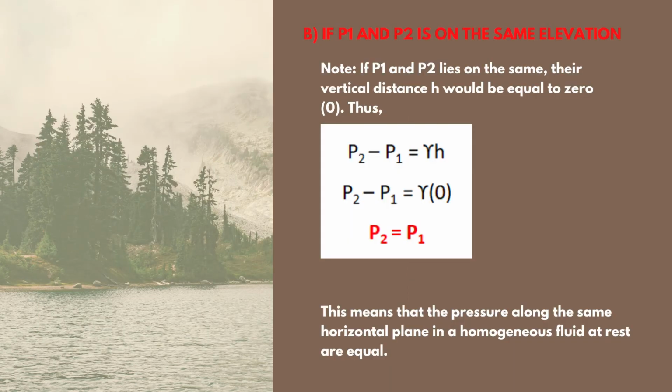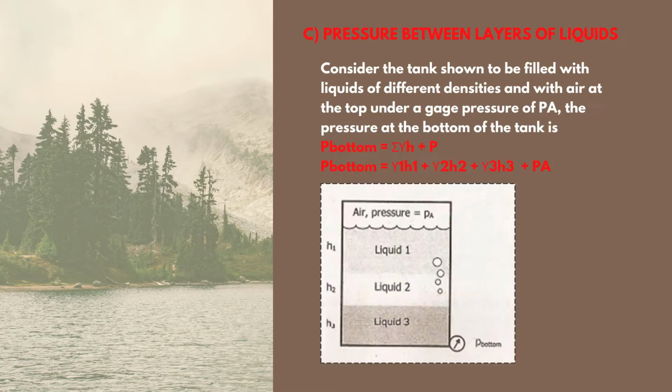Second condition naman, if P1 and P2 are on the same elevation, their vertical distance h would be equal to 0. So ibig sabihin naman class nito, pantay sa level. So meaning, wala siyang difference in elevation. So ang value ng h is equal to 0. So ang magiging equation ay P2 is equal to P1. So this means that the pressure along the same horizontal plane in a homogeneous fluid at rest are equal.